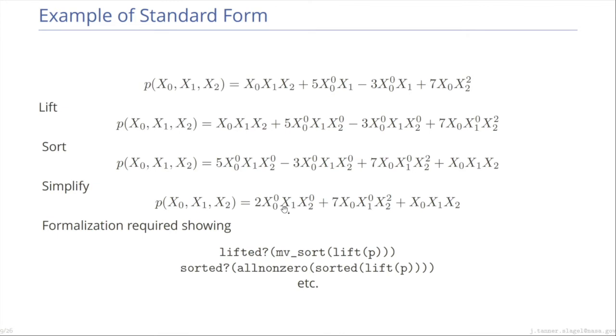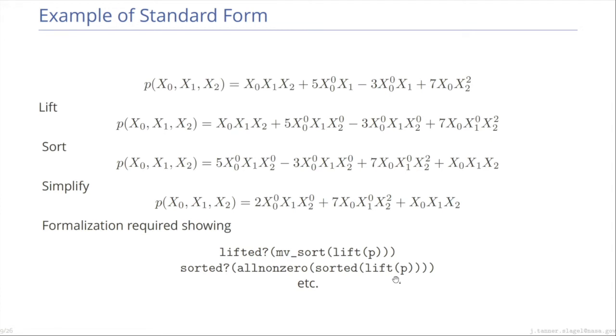Showing that it was actually in standard form required a lot of lemmas that showed that these properties carried through these transformations. For example, if you lift a polynomial, then you sort it, is it still lifted?